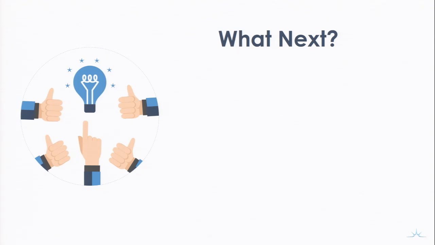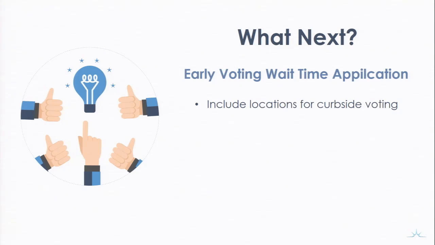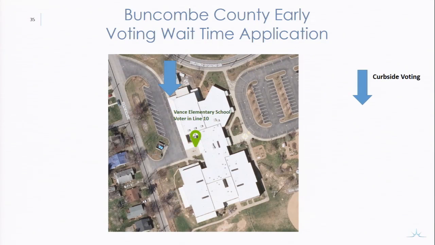So what's next? For the early voting wait time application, we'd like to include some additional data. We'd like to include where the curbside voting locations are. In big sites, it can get a little bit confusing where you would go for curbside voting, so we'd like to include that on the app as well.